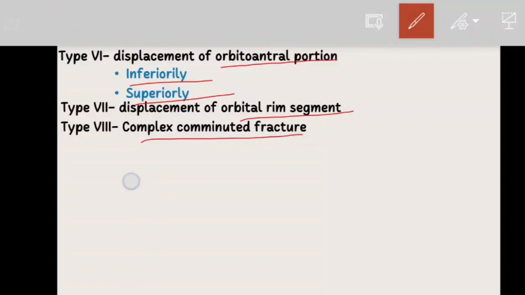So here is a question: which type is most severe? Your answer will be type 8. Okay, so it is a comminuted type fracture.